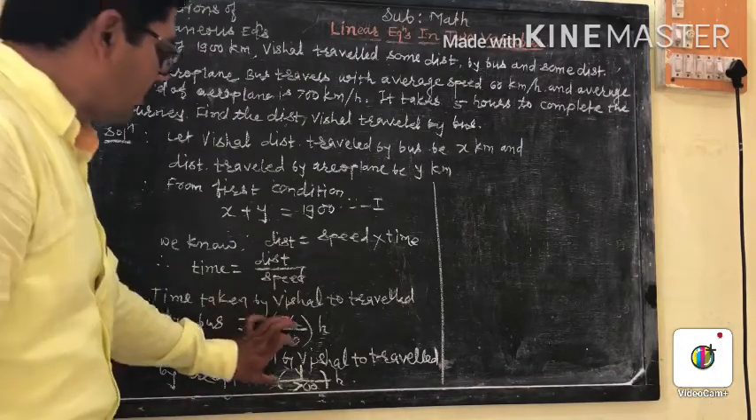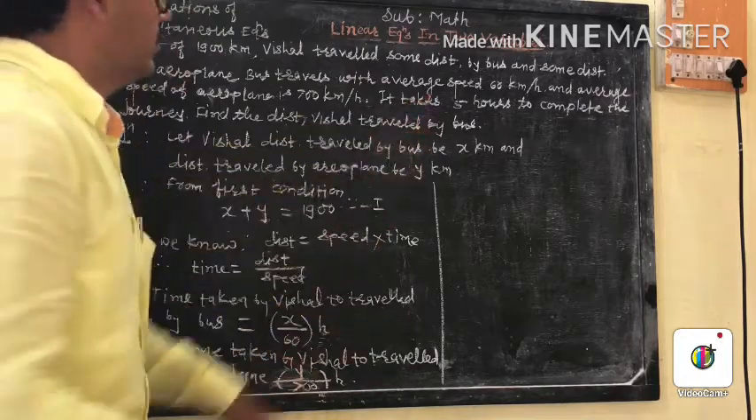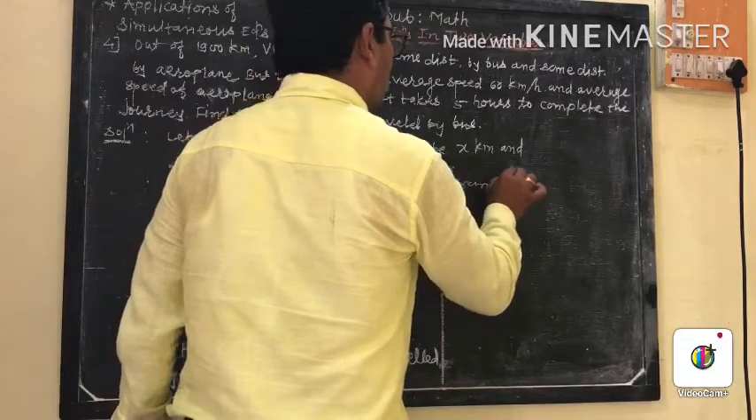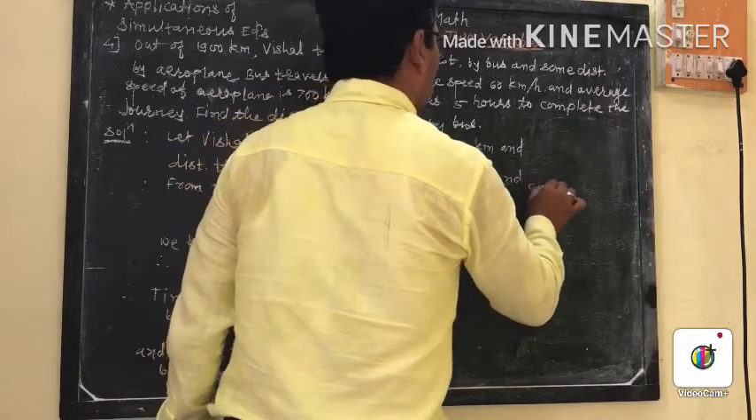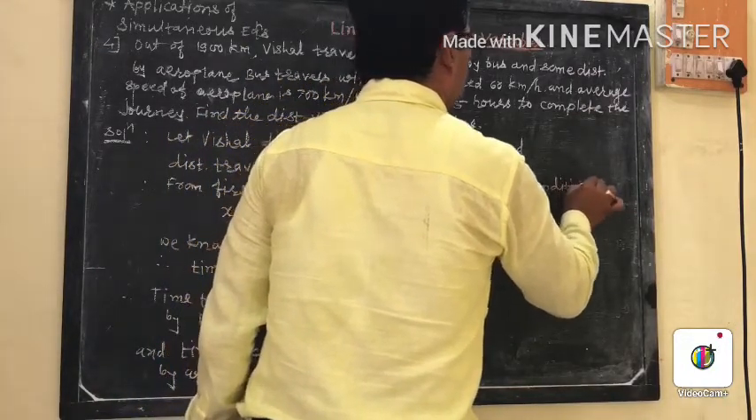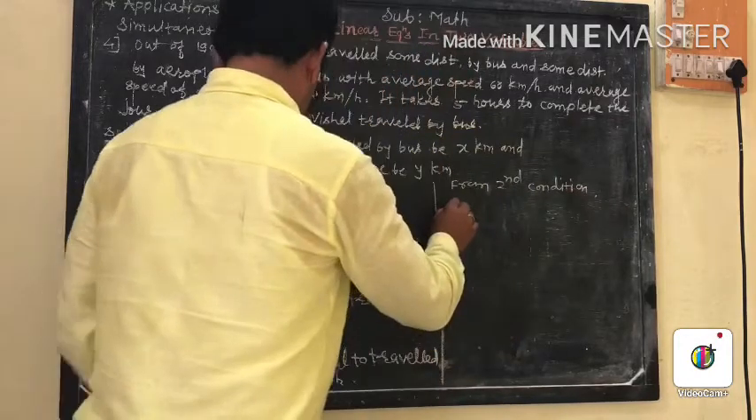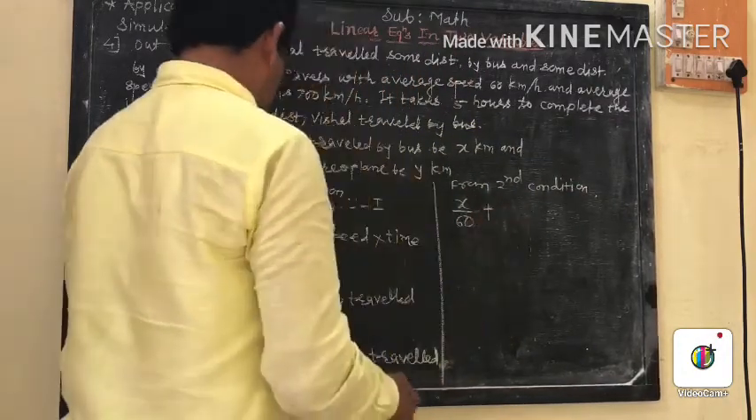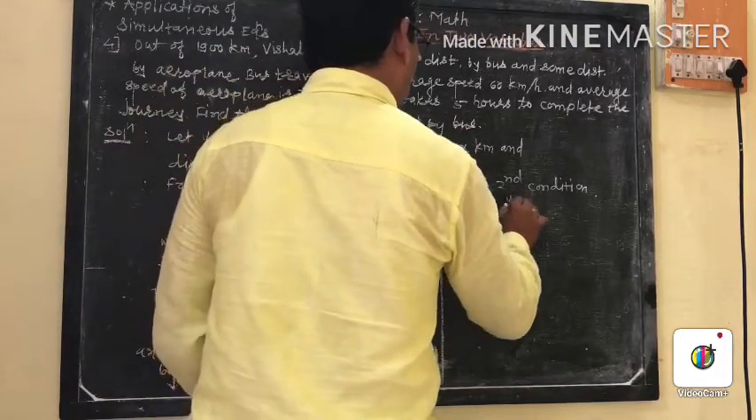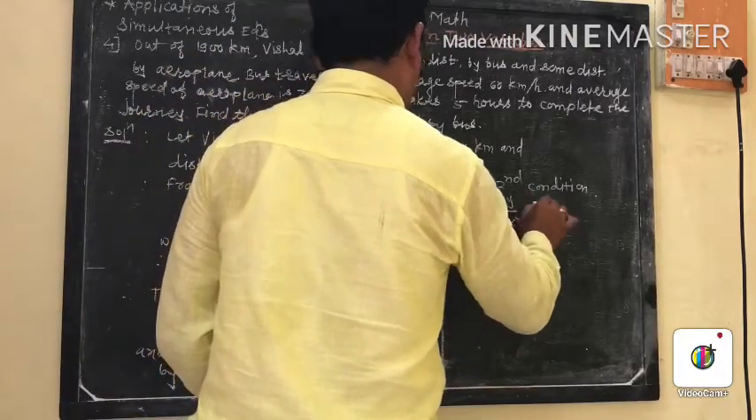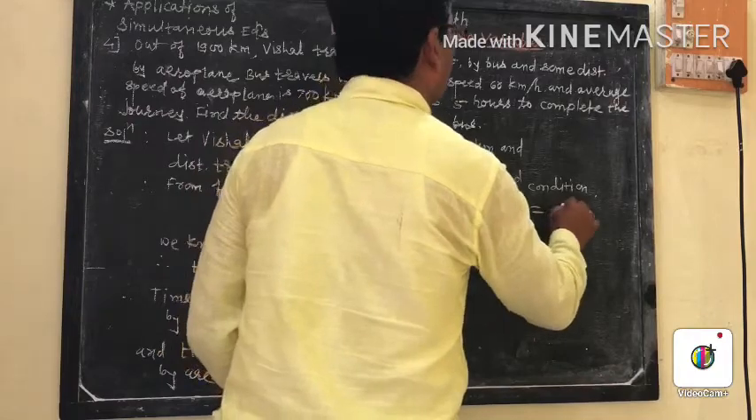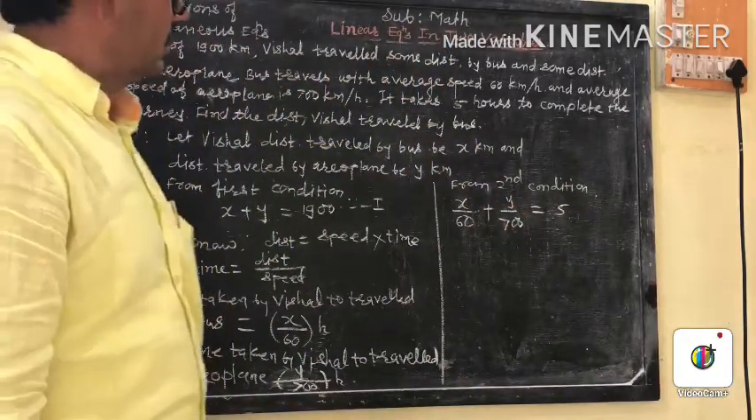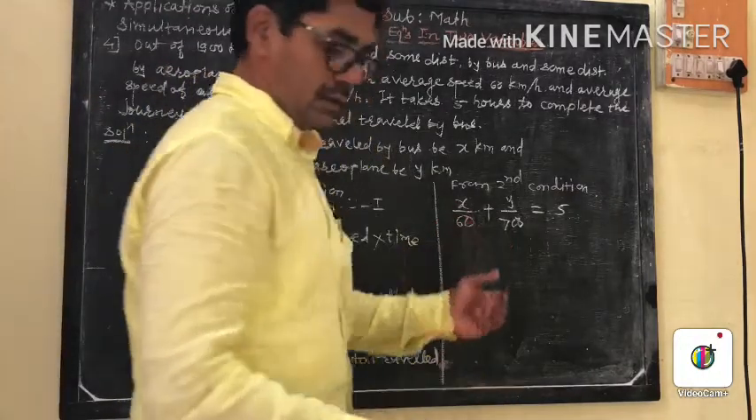Now the sum of these times is equal to 5. From the second condition, x upon 60 is the time for bus, and y upon 700 is the time for aeroplane, and the sum is equal to 5. This is the second equation we got here.